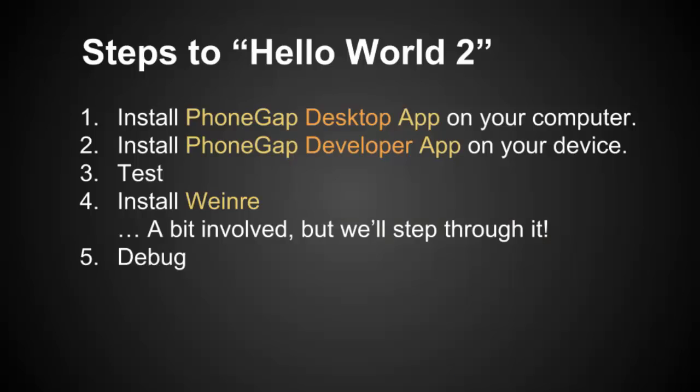So let's just get into this tutorial, and we'll install PhoneGap Desktop first, and then the developer app on your device, and we'll test those, and then we'll install Winery. That is a little involved, but we'll step through it.